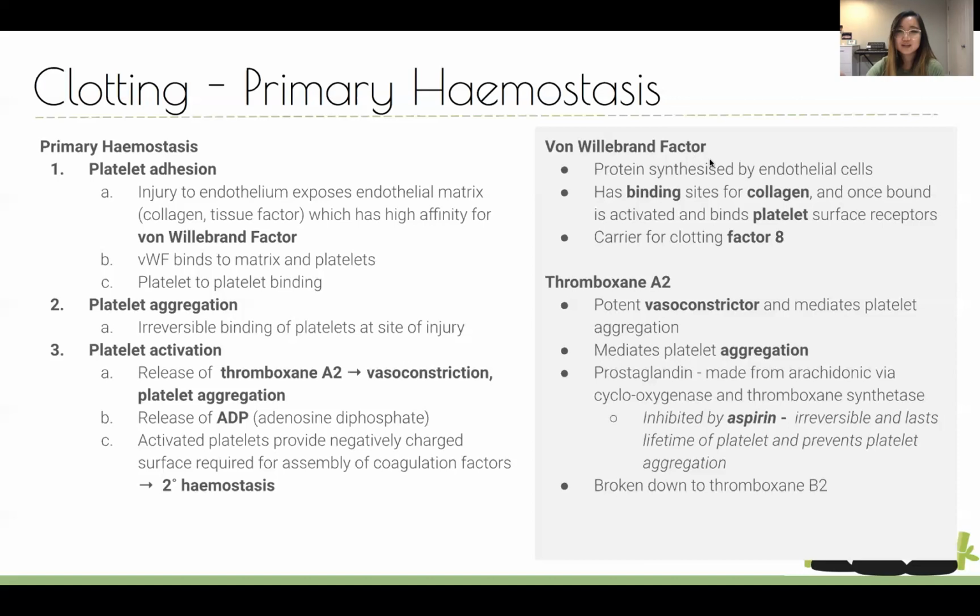So von Willebrand factor, as I mentioned, has binding sites for collagen in the endothelial matrix and for platelets. And it's also a carrier for clotting factor 8. That's quite important because these things will often be interlinked. That means if you have a decrease in von Willebrand factor, you'll also get a decrease in factor 8. Then thromboxane A2, you might have come across before when studying NSAIDs, because it's a prostaglandin. It vasoconstricts, mediates platelet aggregation, and it's inhibited by aspirin because that's a COX inhibitor.